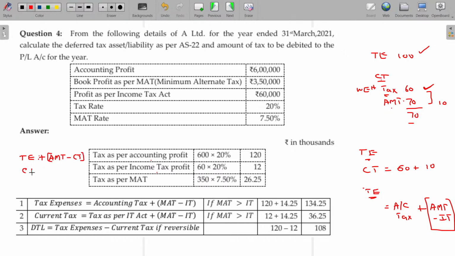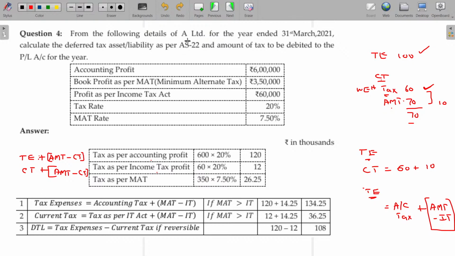What about the current tax? Current tax is also inflated due to the AMT additional payment. That additional payment due to AMT, 10 rupees you pay, that will also be addable with the tax expenses and with the current tax what you have calculated earlier. The rest will be normal.